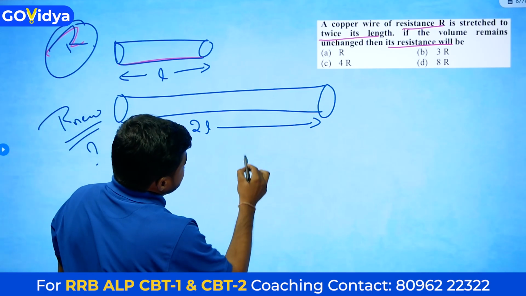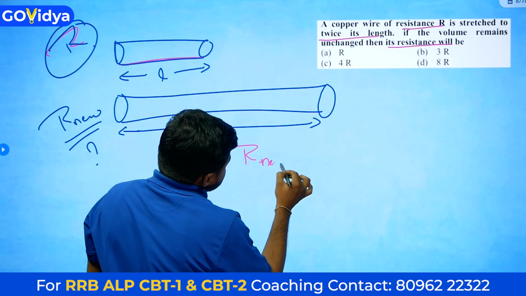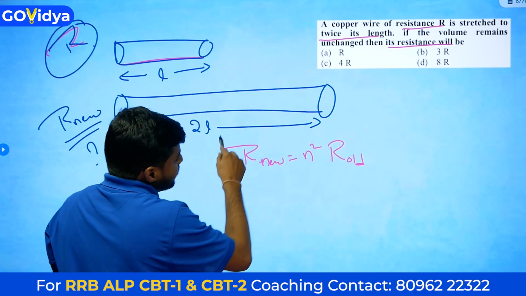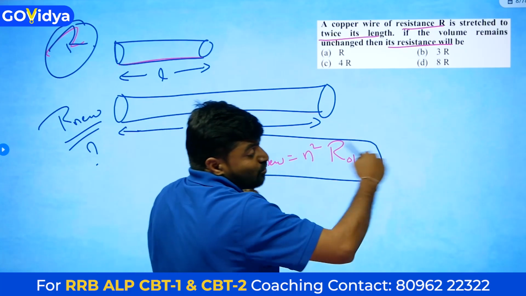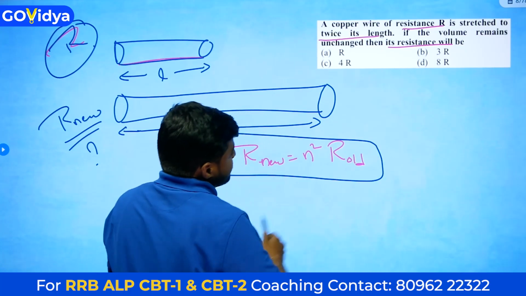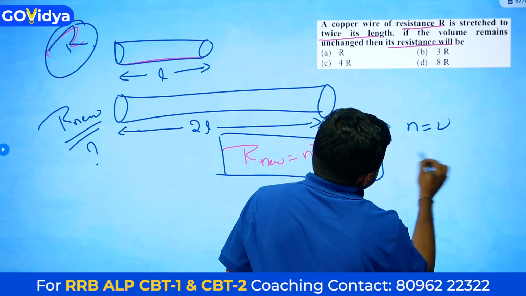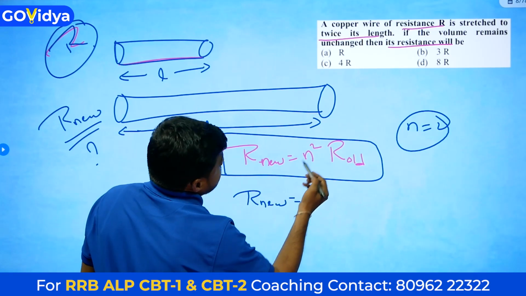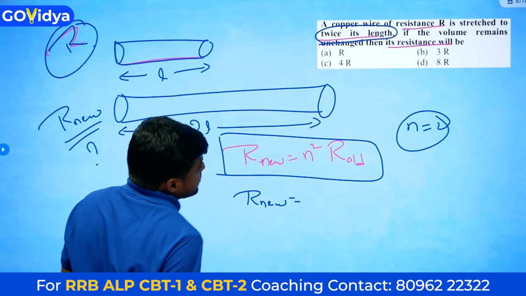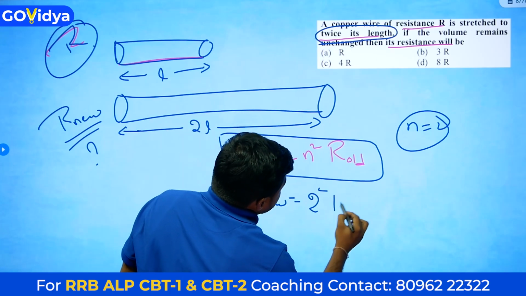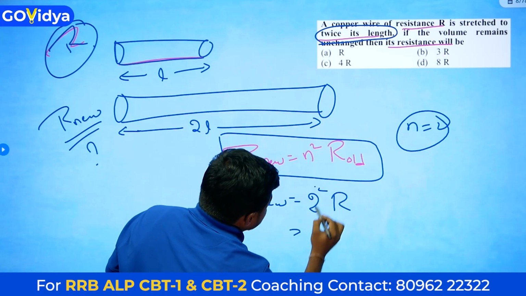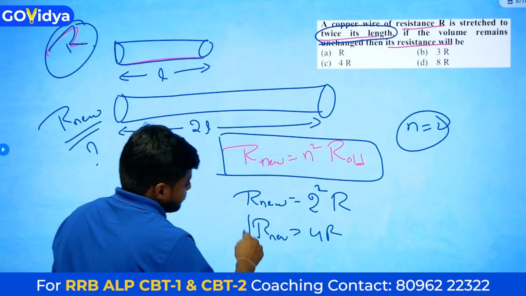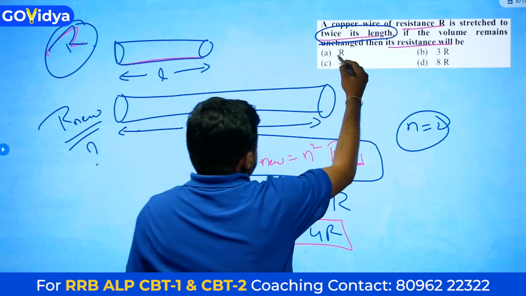Now I will give one formula. R new is equal to N square into R old. N is the stretching, how much length we have to stretch it. Double of its length, N is 2. Here N is 2, substitute here. R new is equal to N square, N is 2 square, into R old is R. 2 square means 4R. R new is 4R. Option C is the correct answer.